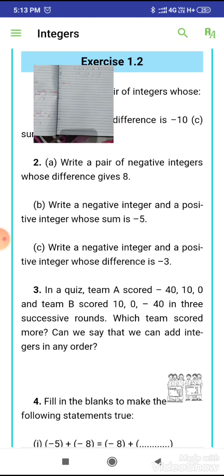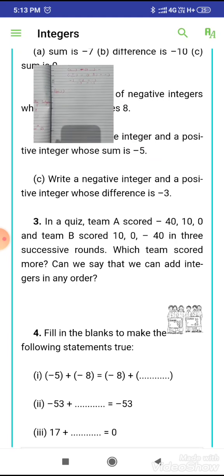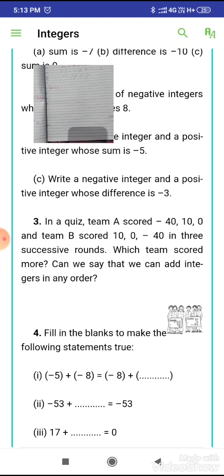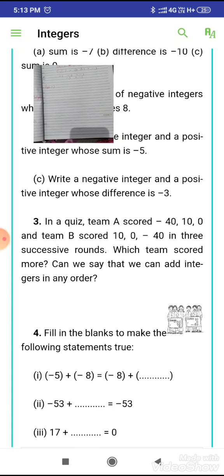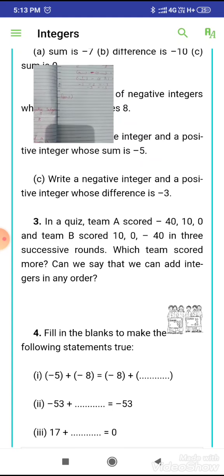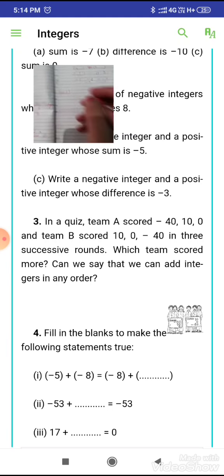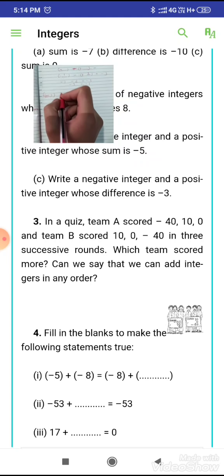In question number 3, it is given that in a quiz, team A scored -40, 10, 0 and team B scored 10, 0, -40 in 3 successive rounds. Which team scored more? Can we say that we can add integers in any order? For this, we have to add the scores of team A and team B. First, we have to write the scores.